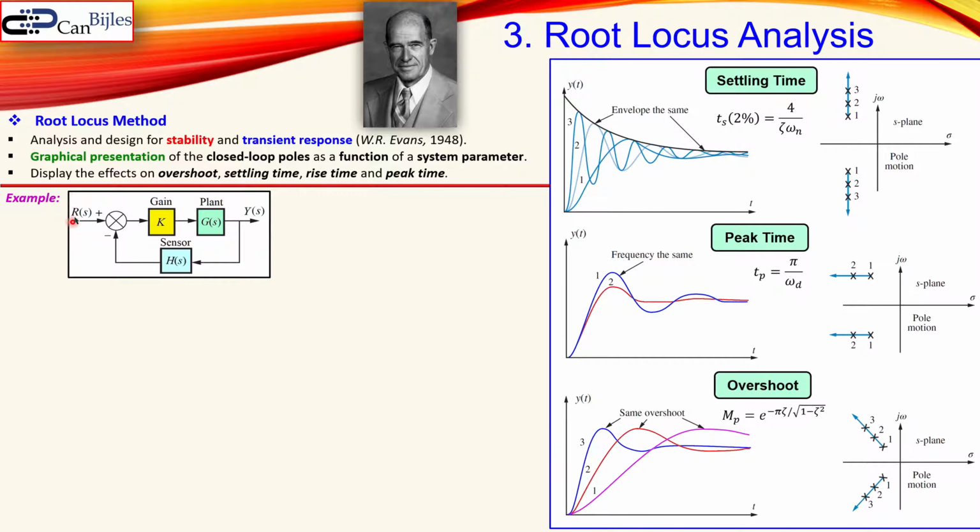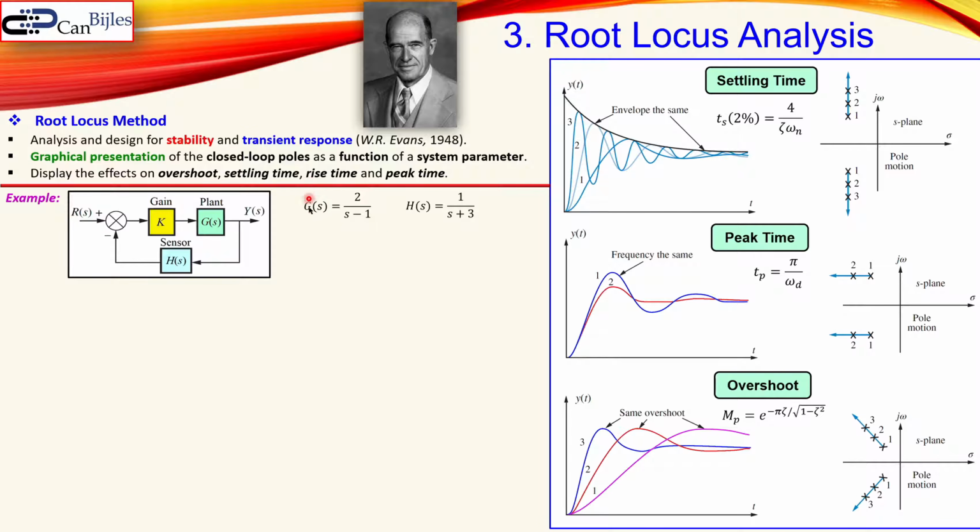This is a very general structure of a control loop. We have a gain, which is our controller in this case. We have a plant and our sensor. Our plant is given by this formula, 2 over s minus 1, and our sensor is 1 over s plus 3. So we have a first order system here and a first order system there.